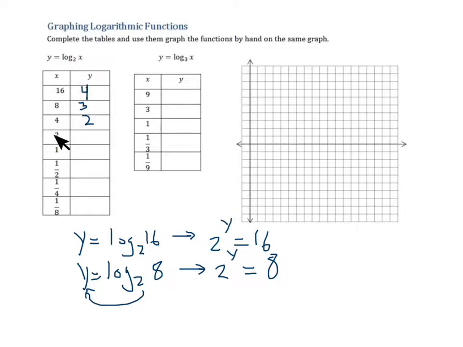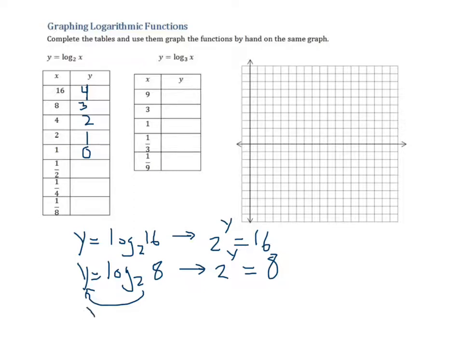2 to what power gives us 2? Well, that's the first power. 2 to what power gives us 1? So if x is 1, we want to find out what's the power, and that is 0. Now we got a half. So what if we plug in a half for x?